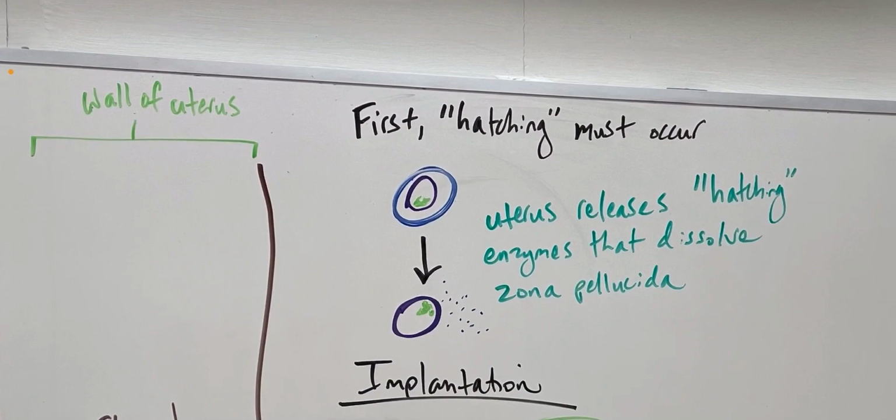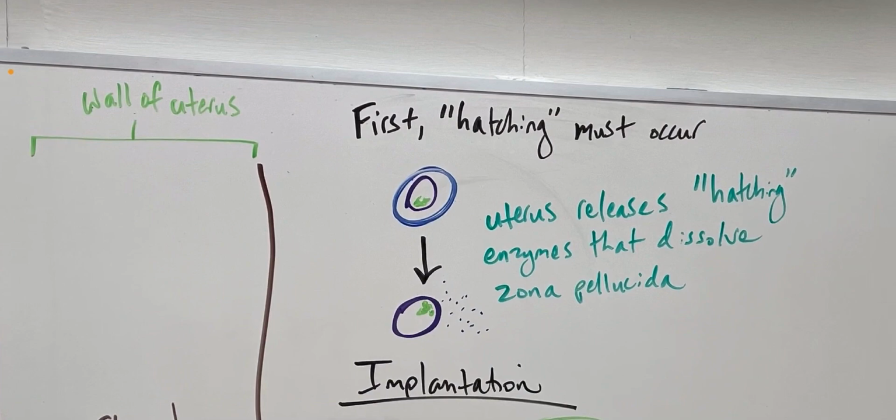The uterus has released hatching enzymes, and these enzymes dissolve the zona pellucida. Remember, that's just this blue circle, which is a protective covering around the blastocyst. This hatching really must occur at the perfect time. If it occurs too early, while the egg is in the oviduct, this could lead to an ectopic pregnancy, where the embryo implants into the wall of the oviduct. That's really bad because it triggers a lot of blood vessels to grow in the oviduct, and the oviduct can't handle this. As these blood vessels grow, that could cause a rupture, which could be fatal to the mom.